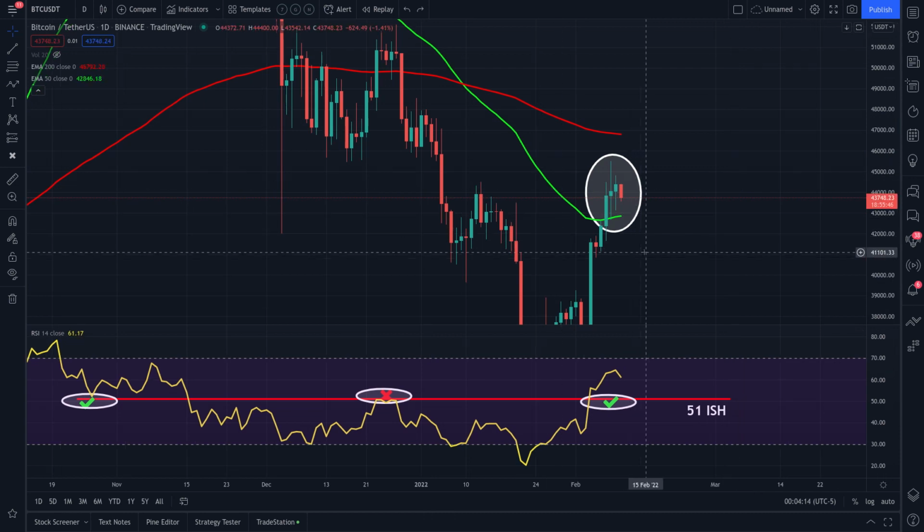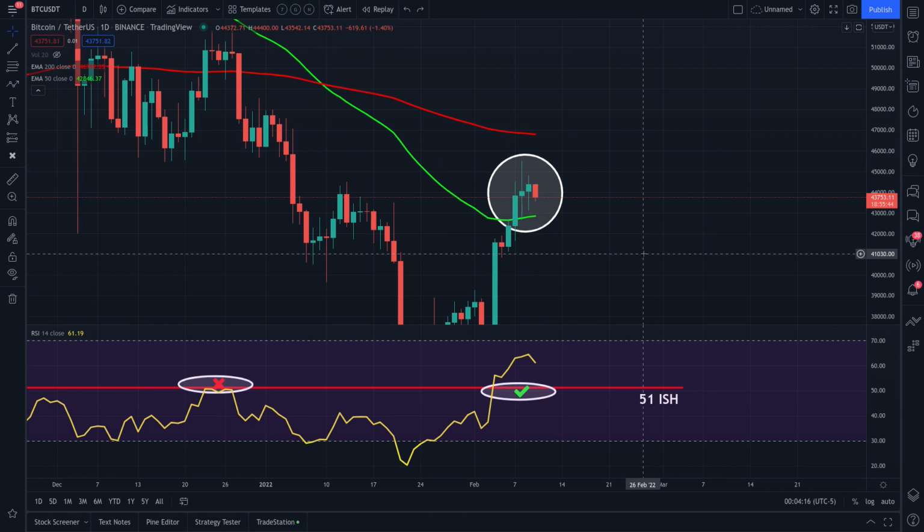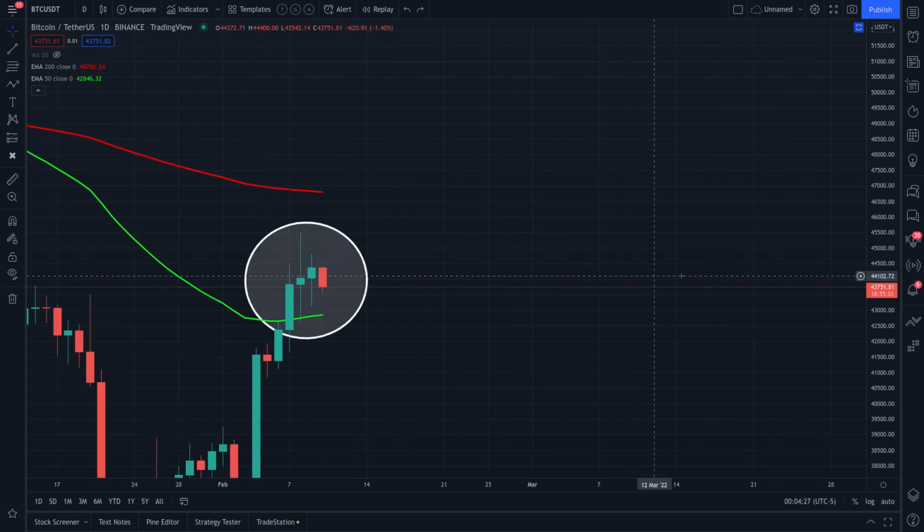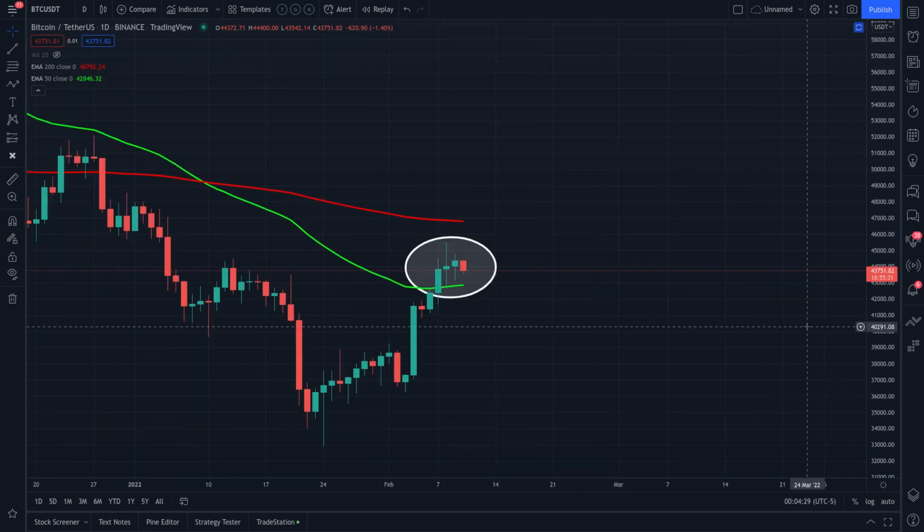Yeah, so that's what I want to show you guys on the RSI. Assuming that Bitcoin stays above the worst case scenario, the green line, which is going to fluctuate with time, it's near the 42.8K level. Okay. All right, so that's what we were going to cover on the moving averages.